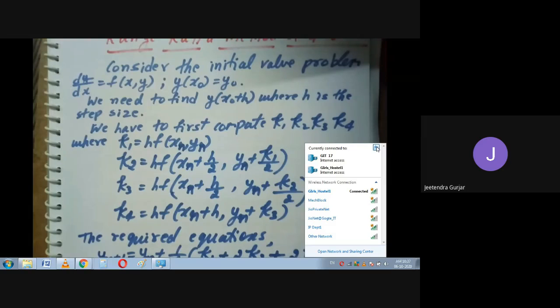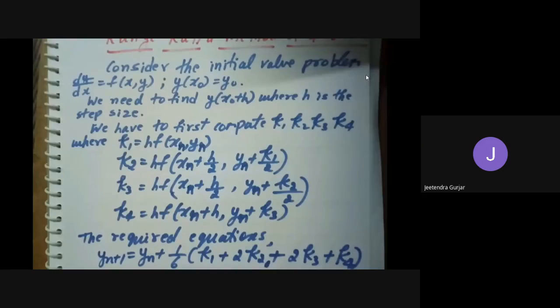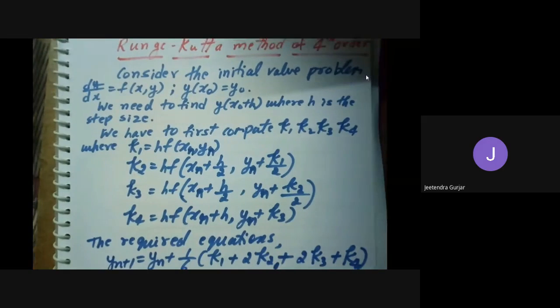Okay, we'll start the class now. What I was saying is the required equation y n plus 1 is equal to y n plus 1/6 of k1 plus 2 k2 plus 2 k3 plus k4. This is very important, students. You have to remember it for every example when they ask you RK method of fourth order or Runge Kutta method of fourth order. We'll just see it with an example.